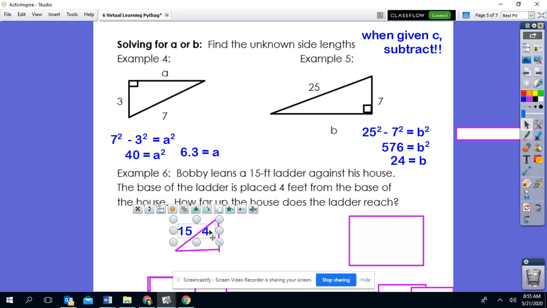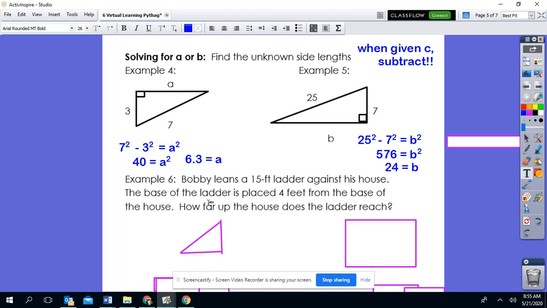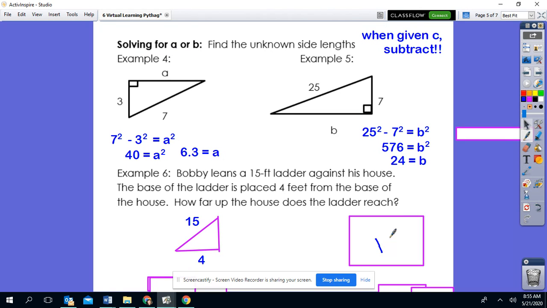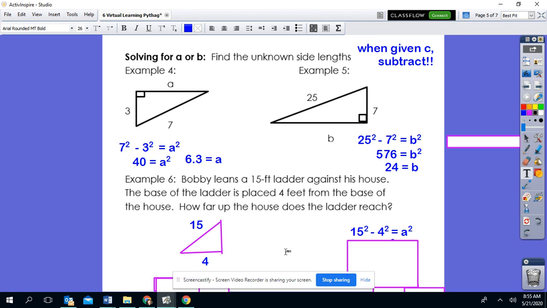We've got 15 there. I don't know why those kind of stuck together. Let me get rid of that 4 and move it. So 15 is the length of the ladder. And 4 is going to be that base, how far it was from the base of the house. So now we are trying to find either A or B. It doesn't matter what you call it. I think I called it A. So you could go back and label that if you needed to. It doesn't matter as long as you set it up as a subtraction problem.